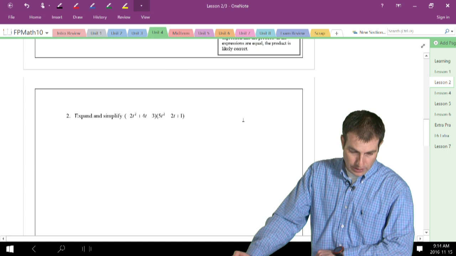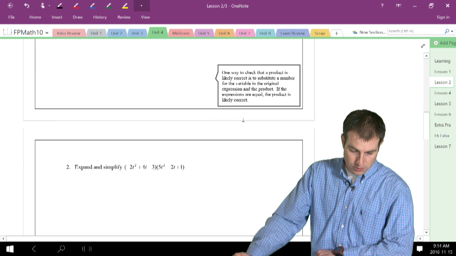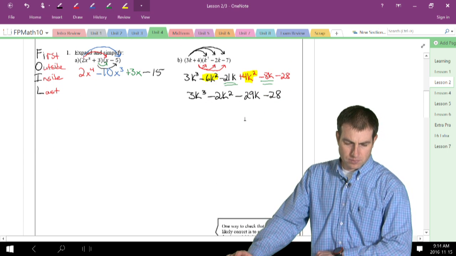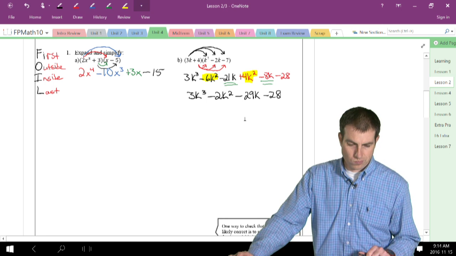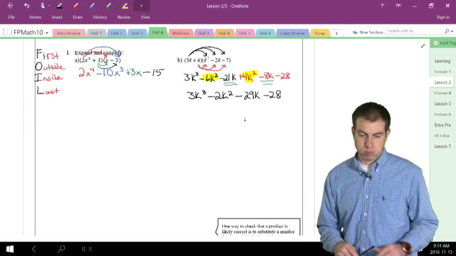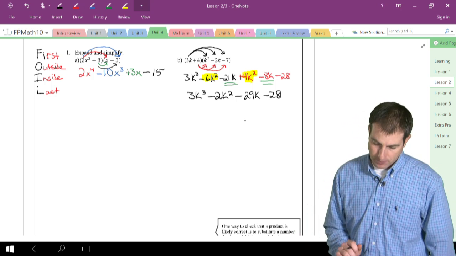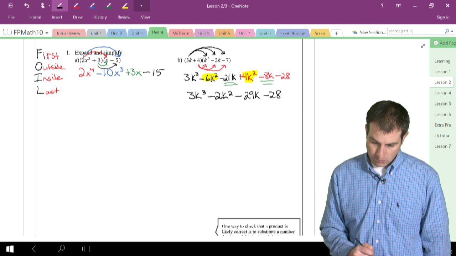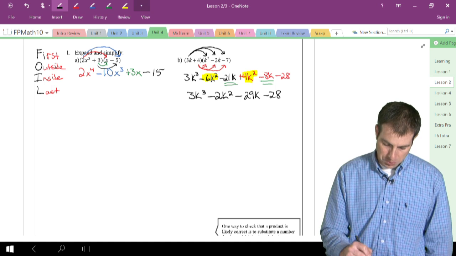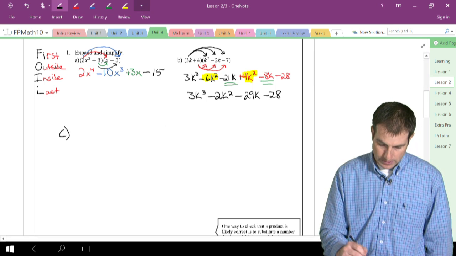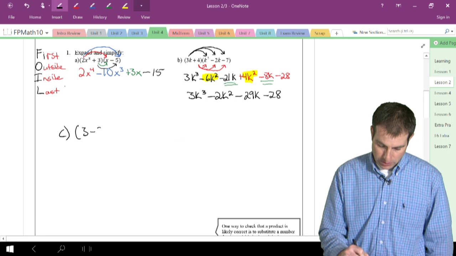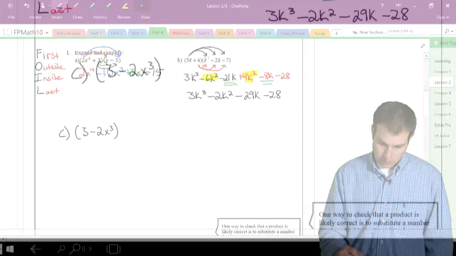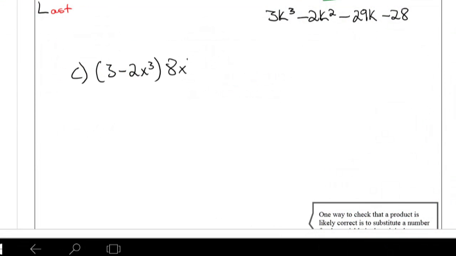It looks like I added some additional questions in last time. They kind of got blocked out. Let's put in a letter C here, might as well. Let's go like this, 3 minus 2x cubed times 8x squared.